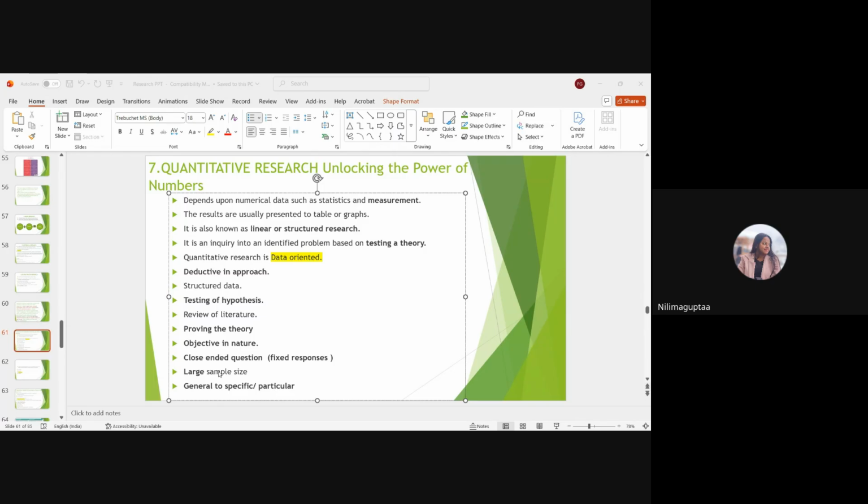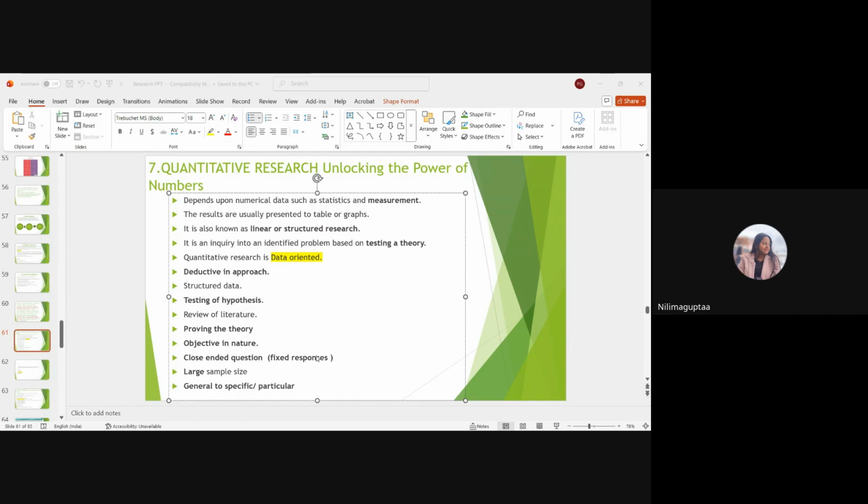This data has close-ended questions, fixed response. For example, when you fill a Google form, there are options. Rate your experience on a scale of 1 to 5, or strongly agree, agree, neutral, disagree, strongly disagree. So it's close-ended questions. You cannot give your personal opinion. There is a range which has been given to you, and you will have to answer within it.